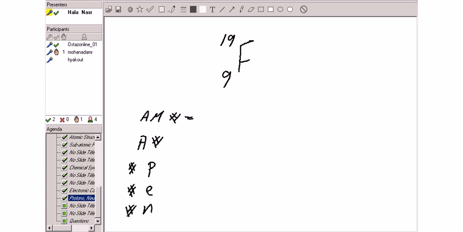So the first one in here, not to confuse you, I'll write it down. It is the atomic mass number. In here, it is only the atomic number.